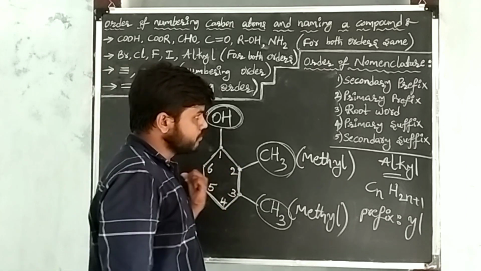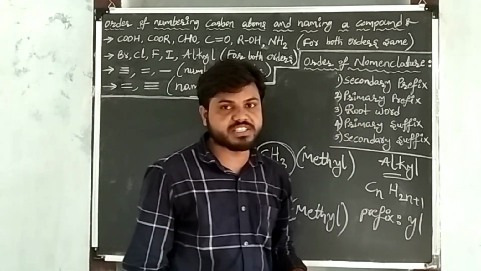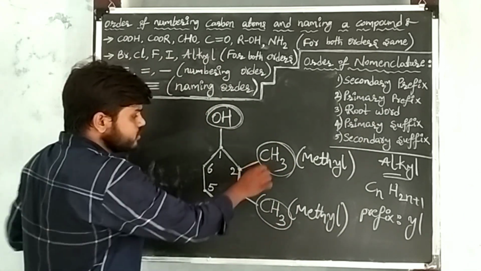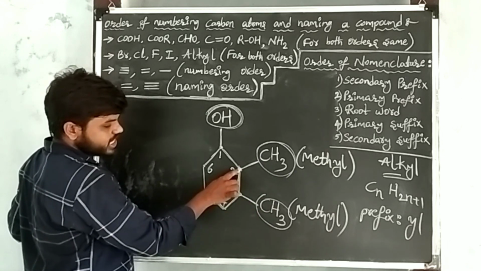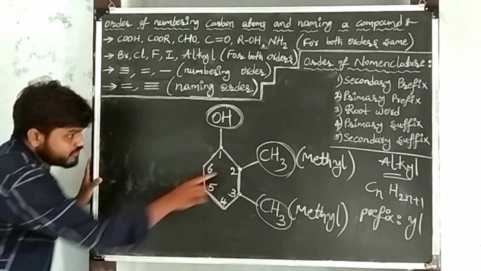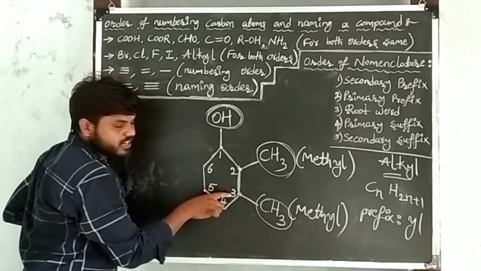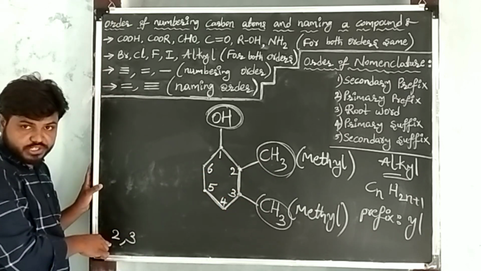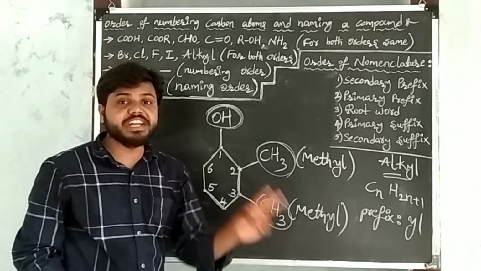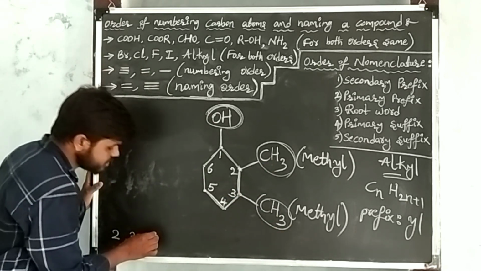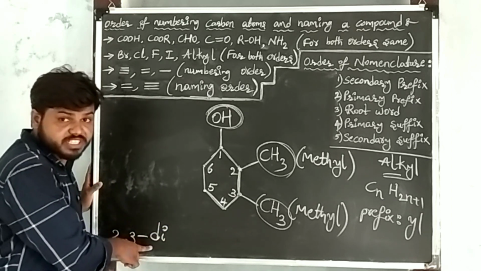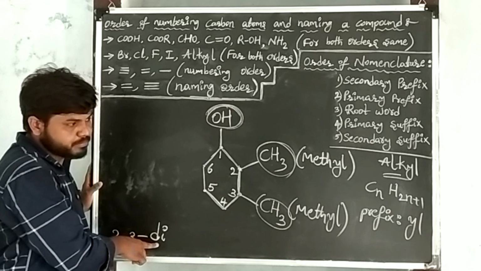After giving numbers, first write the secondary prefixes. Here there are two secondary prefixes, meaning two methyls. First write the positions of each methyl: second carbon, third carbon. I am writing the positions 2, 3. One methyl is at the second and another methyl at the third carbon. After writing the positions, methyl is repeating 2 times. The numerical prefix of 2 times is di. I have written the numerical prefix.